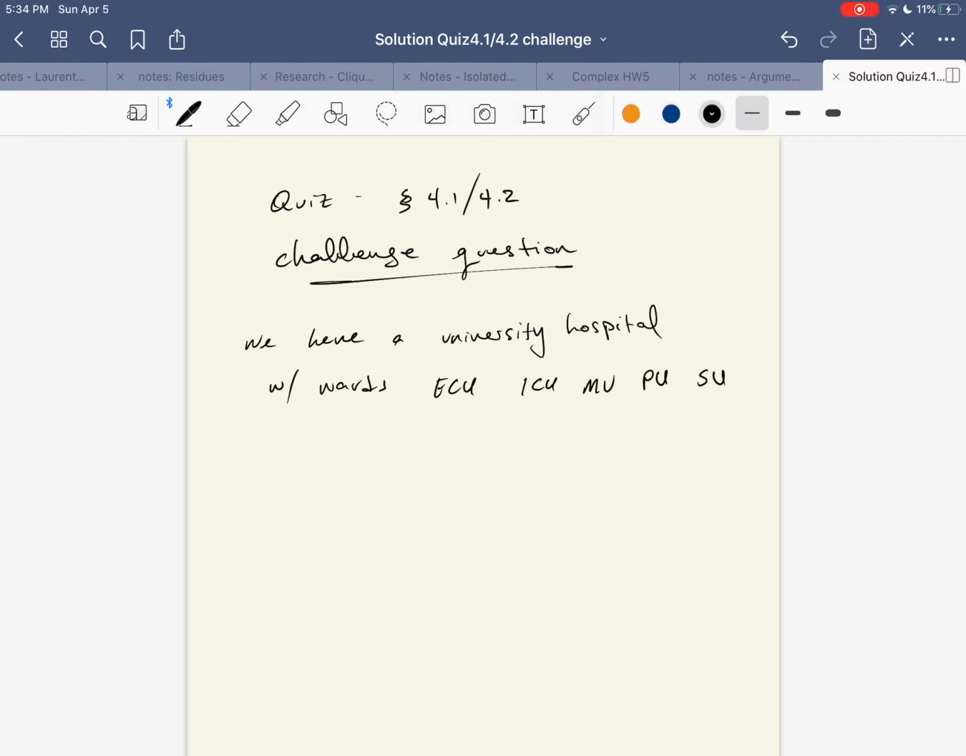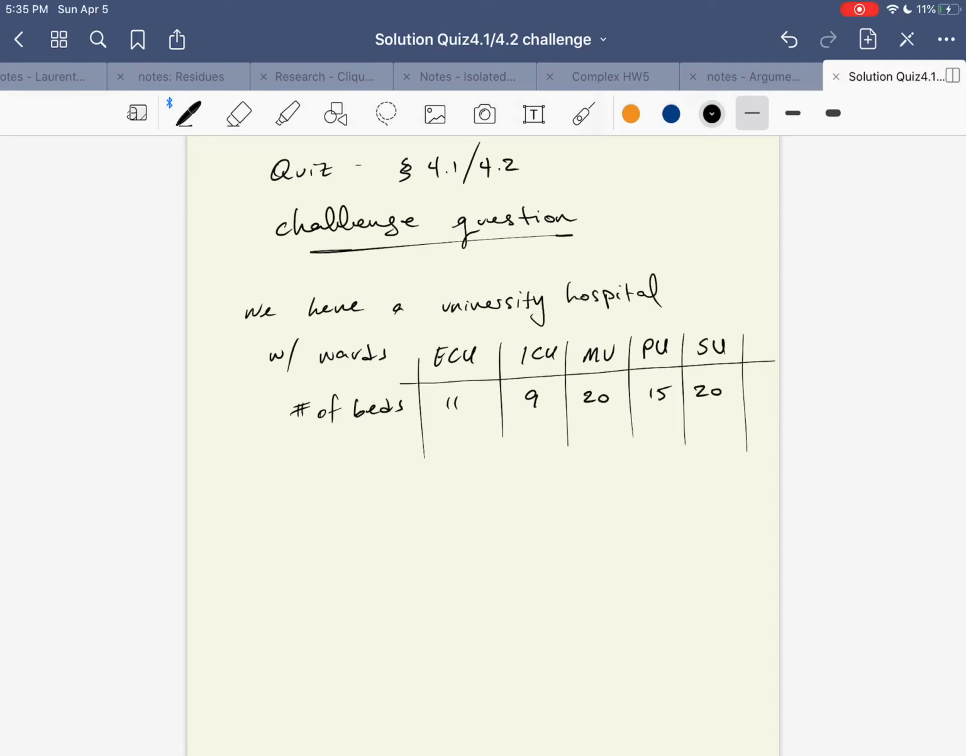So this university hospital has wards with beds. Why don't I make this into a table? Here we'll have number of beds: 11, 9, 20, 15, and 20. So this is a total of how many beds? 75 beds. So 75 beds total.